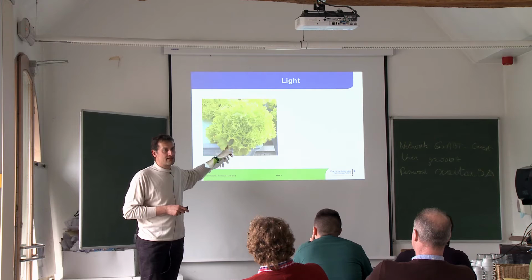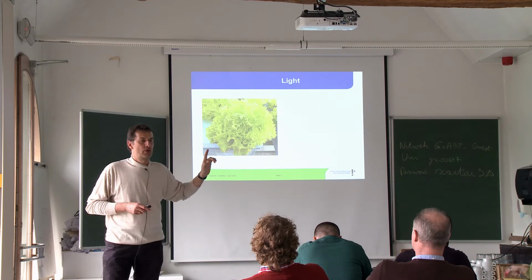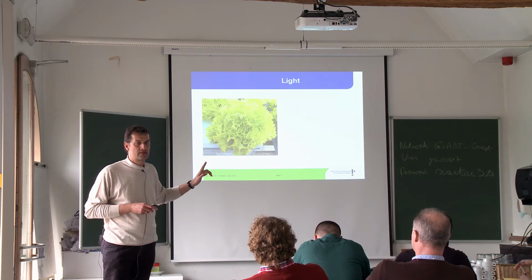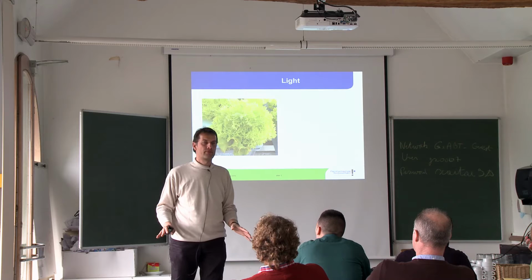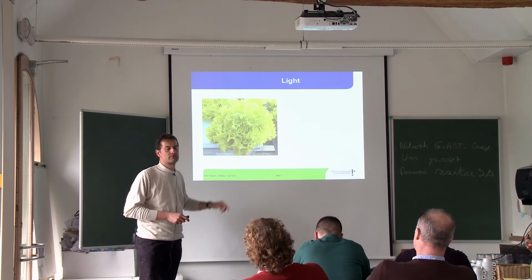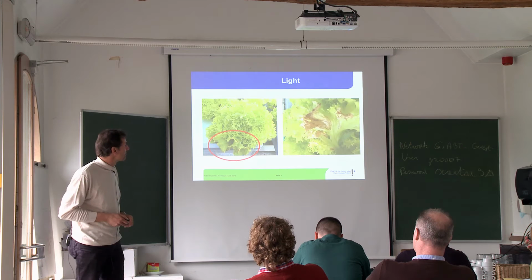If you apply artificial light for, let's say, 10 or 12 hours a day in winter and then switch it off, then you get those symptoms. Full light, and from one second to the other, boof, darkness. Some lettuce cultivars display this kind of symptoms. It can even grow if you do it too often.